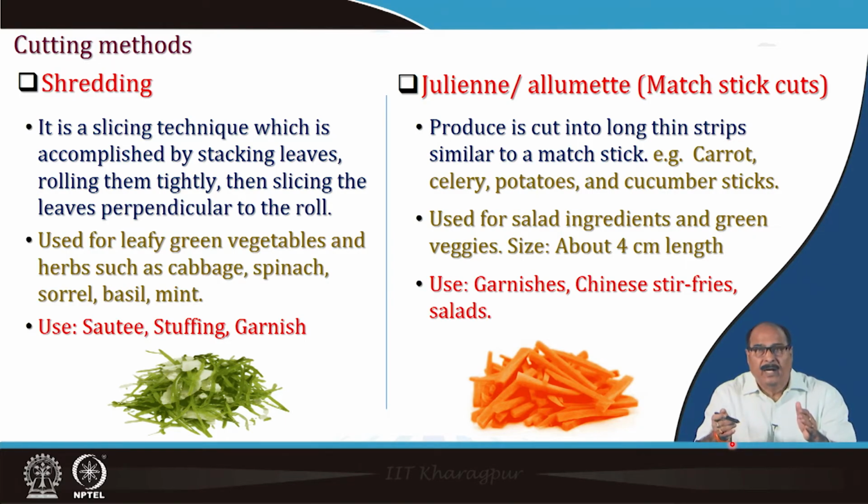Then julienne or allumette, that is matchstick cuts. Here produce is cut into long thin strips similar to a matchstick. Commodities like carrots, celery, potatoes and cucumber are cut into stick form, and these are used for salad ingredients and green veggies. Okay, and this size is about 4 centimeter long.